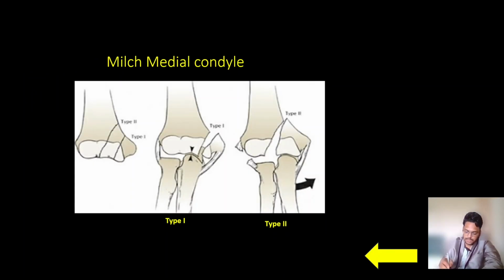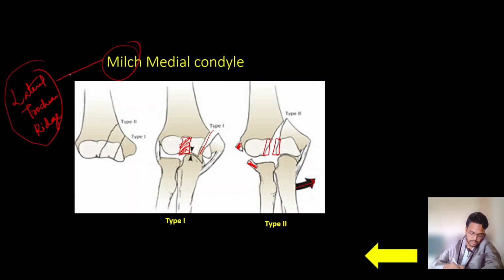You can see in the image, the fracture is only to the medial condyle, the lateral trochlear ridge is intact here. So this is type 1, there is no chance of dislocation, but the lateral trochlear ridge has been disrupted here and the lateral capsulo-ligamentous structures will get torn and there is more chance of dislocation. This is type 2 Milch medial condyle. For the Milch classification system, you have to remember the lateral trochlear ridge. The lateral trochlear ridge is for the Milch classification, whether it is intact or not.